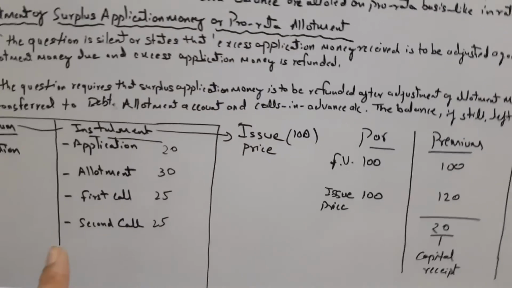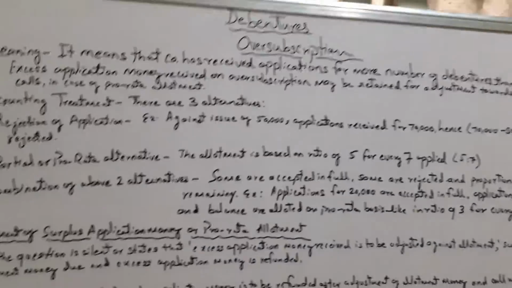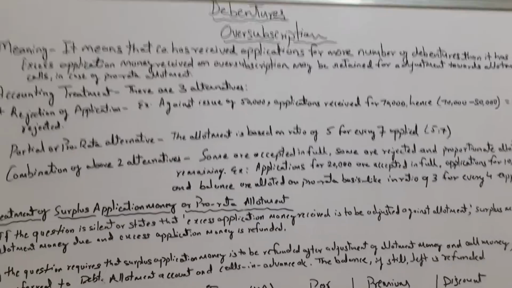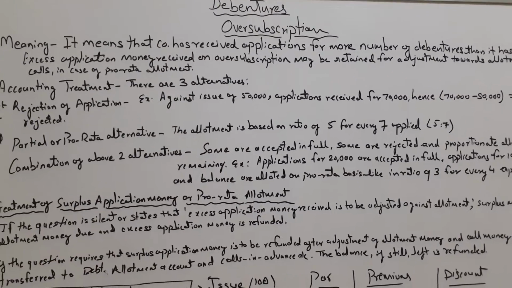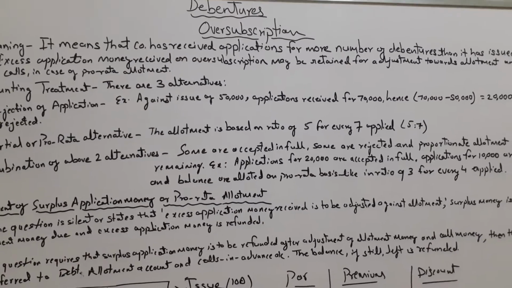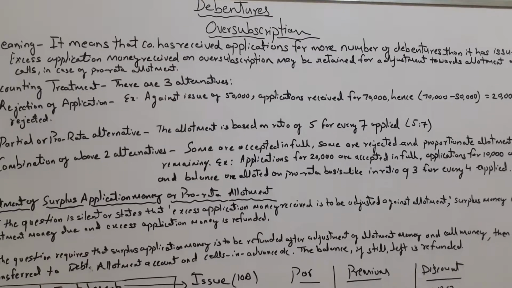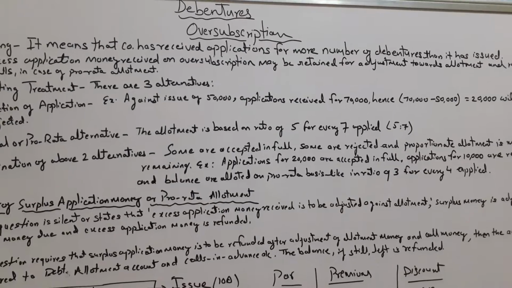So this is just the revision of the last class. Now let's look into the topic of oversubscription. When is it called oversubscription, and what do we actually mean by this word? As you can see from the meaning, it means that the company has received applications for more debentures than it has issued.